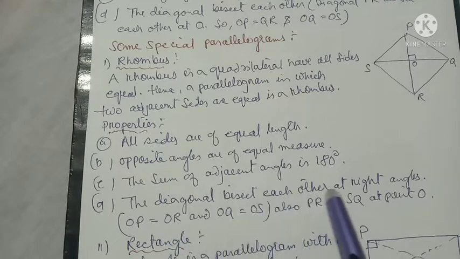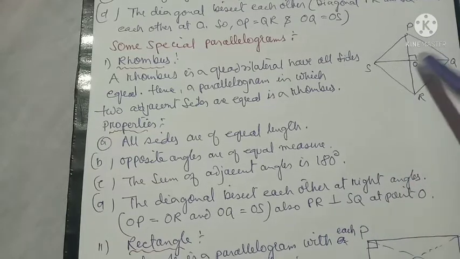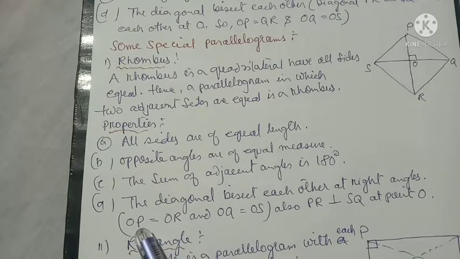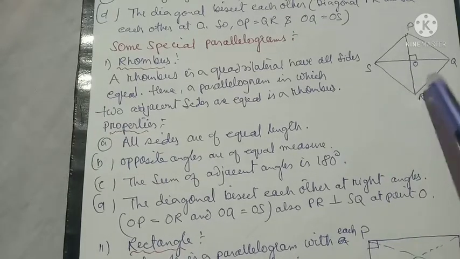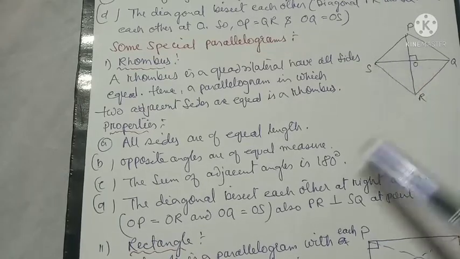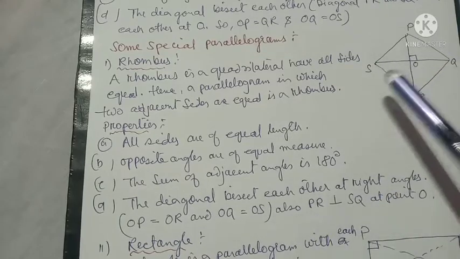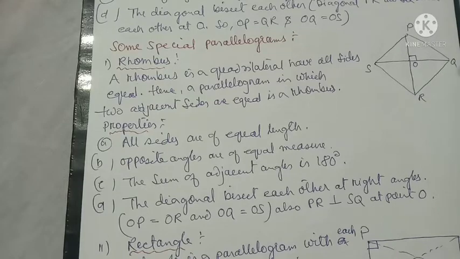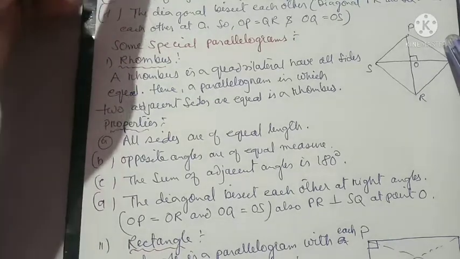The diagonals bisect each other at a right angle. These two diagonals bisect each other at a right angle. So OP and OR, QO and OS are equal, and PR is perpendicular to SQ at the point O. These are the properties of a rhombus.